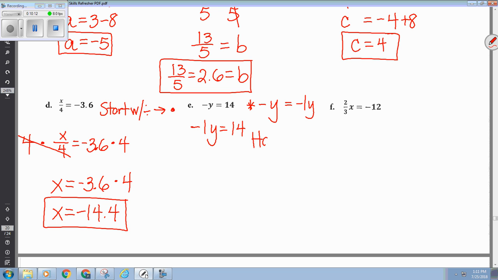So that means you have multiplication, which means you need to divide. So we're going to divide by -1. Always figure out what do you have and what's the opposite. So that gives you y equals 14 divided by -1, which is -14.